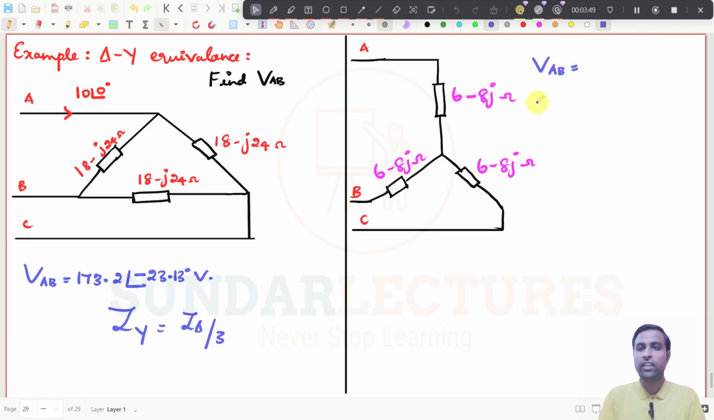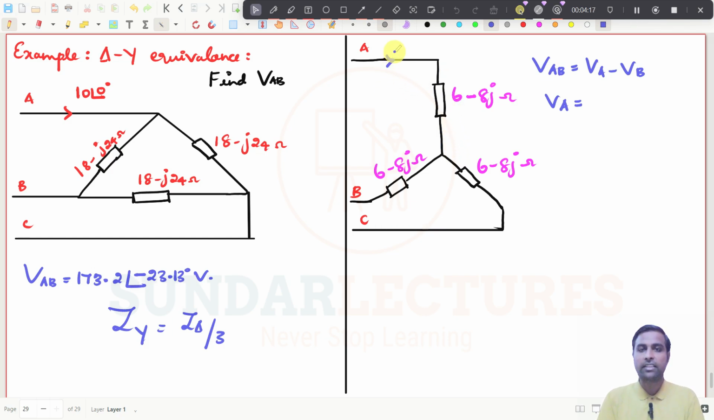So how will you find VAB? It is very simple. We can write it as VA minus VB. Maybe we would have already written these kind of equations. So how will you find VA? VA will be equal to the phase voltage. So how will you find the phase voltage?